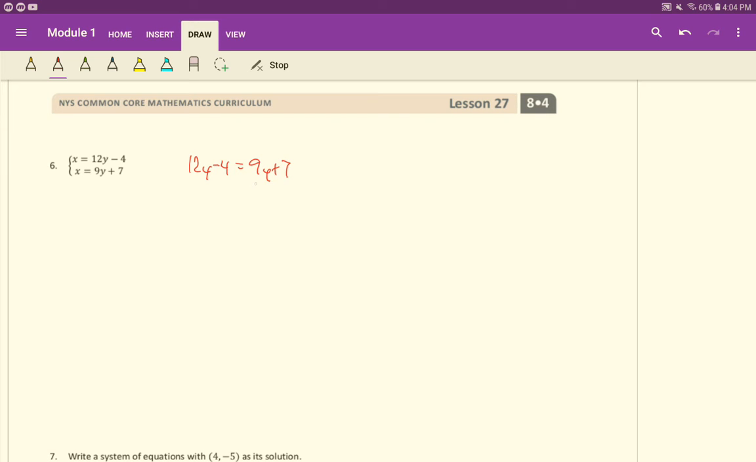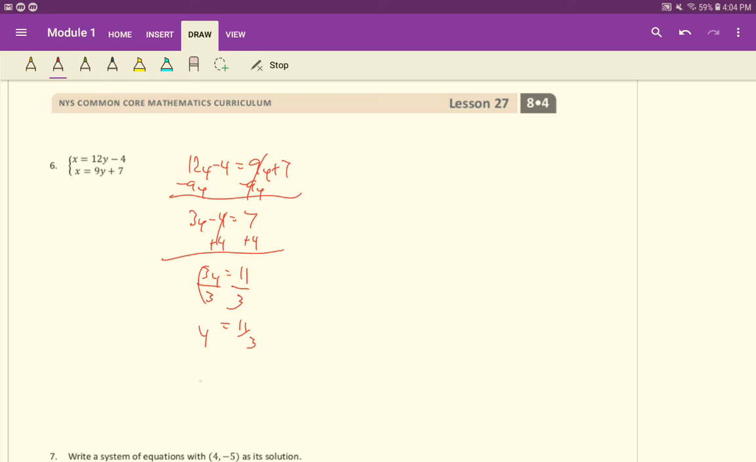Okay, to solve this equation, since we have variables on both sides, we need to get them together, so I'll subtract 9y from both sides, and we'll get 3y minus 4 equals 7. Now we can get the y by itself by adding 4 to both sides, and we'll have 3y equals 11. And then finally we'll divide both sides by 3, and we get 11/3. Ugh, fractions. Not exciting, but at least we have an answer.